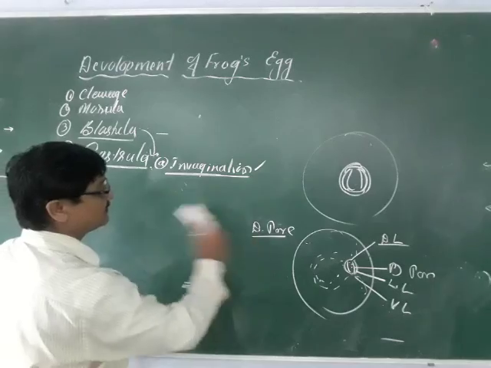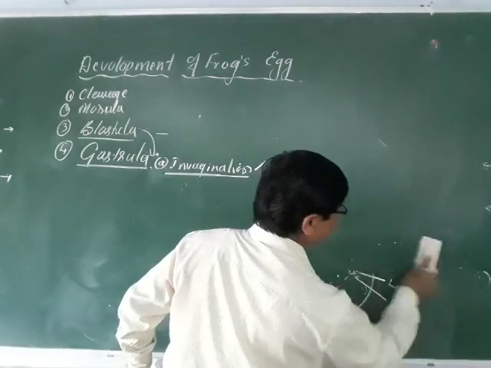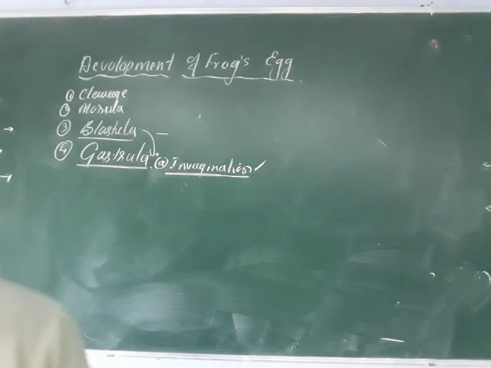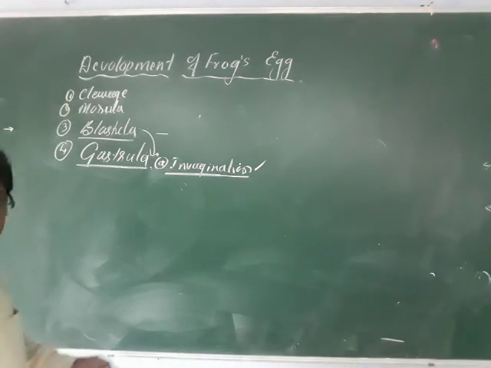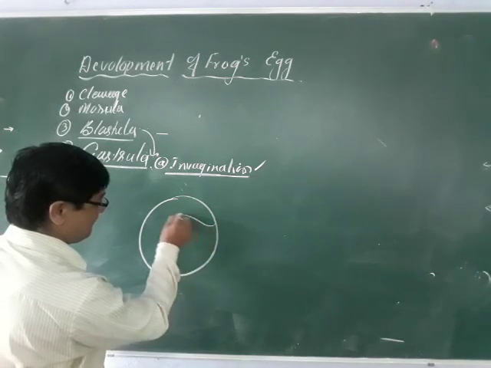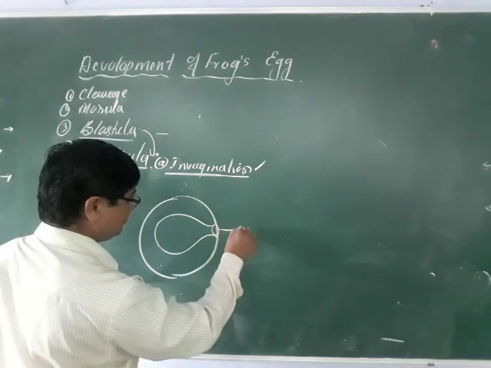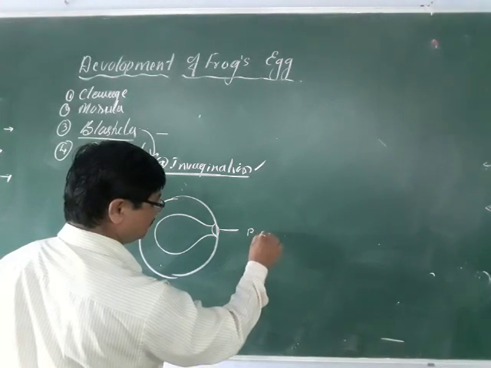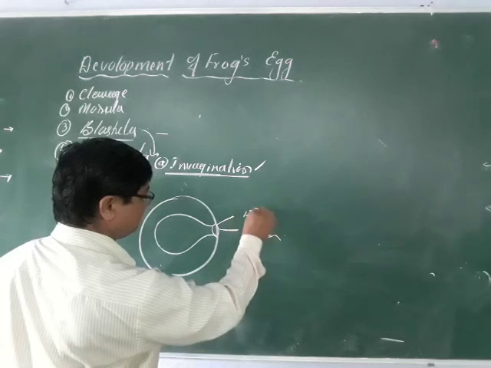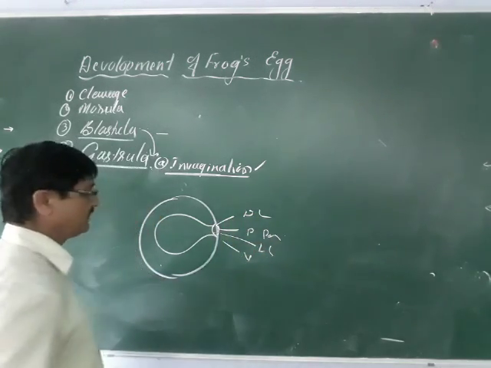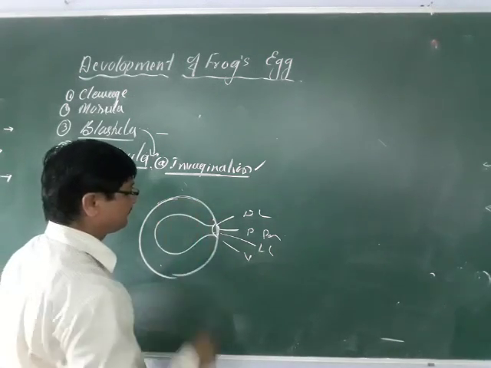Next, let's go to the involution. Involution means the interior movement of blastomeres, in sinking or rolling in. You can see here, this is the blastopore or dorsal blastopore. This is the dorsal lip, this is the ventral lip, and these are the lateral lips. So what happens here? This is a continuous process.